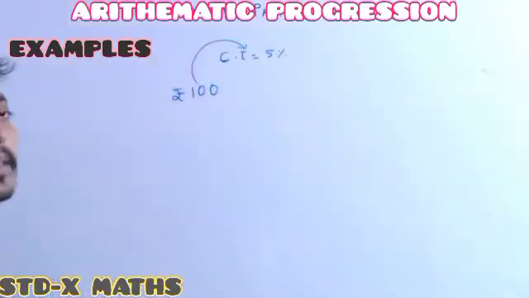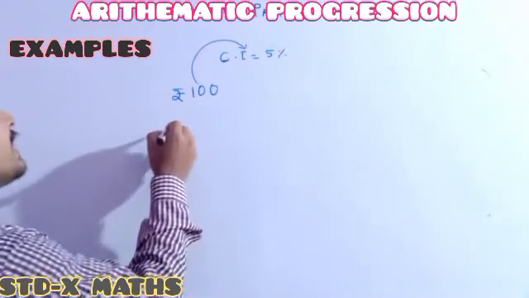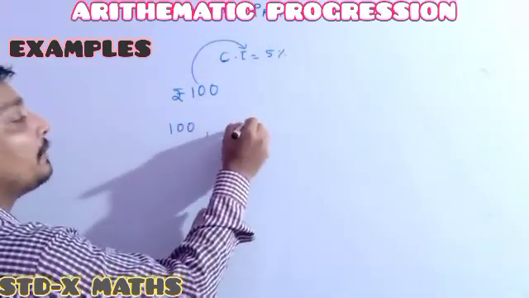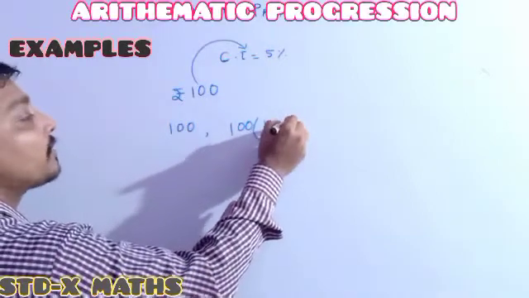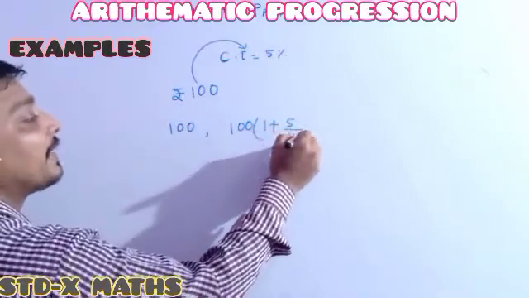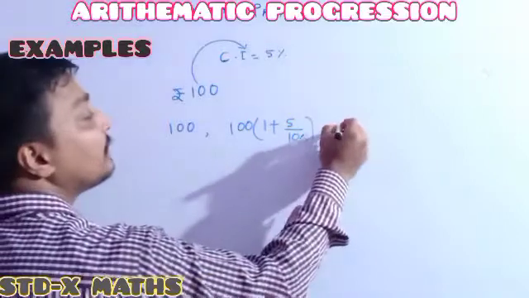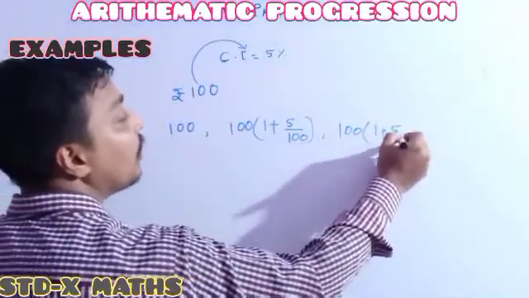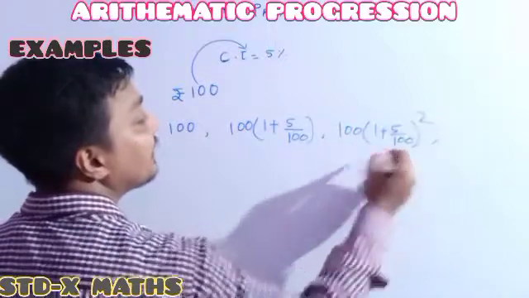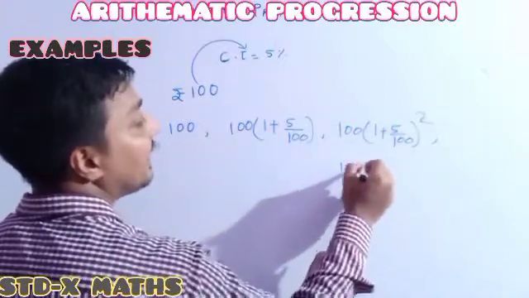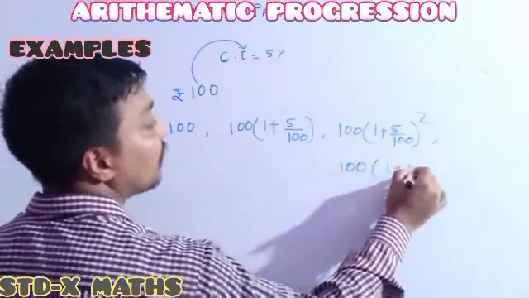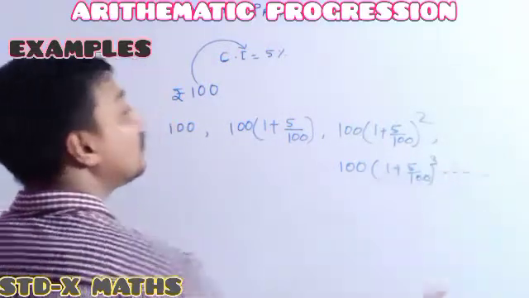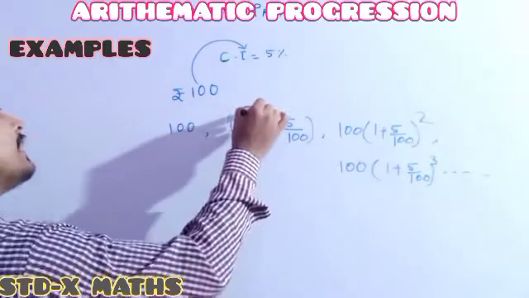Whenever there is compound interest, see, first year it will be 100. The amount formula is P into (1 plus R divided by 100). Second year it will be 100 into (1 plus 5 divided by 100) squared. Next year it will be 100 into (1 plus R by 100) to the power 3. It will continue.